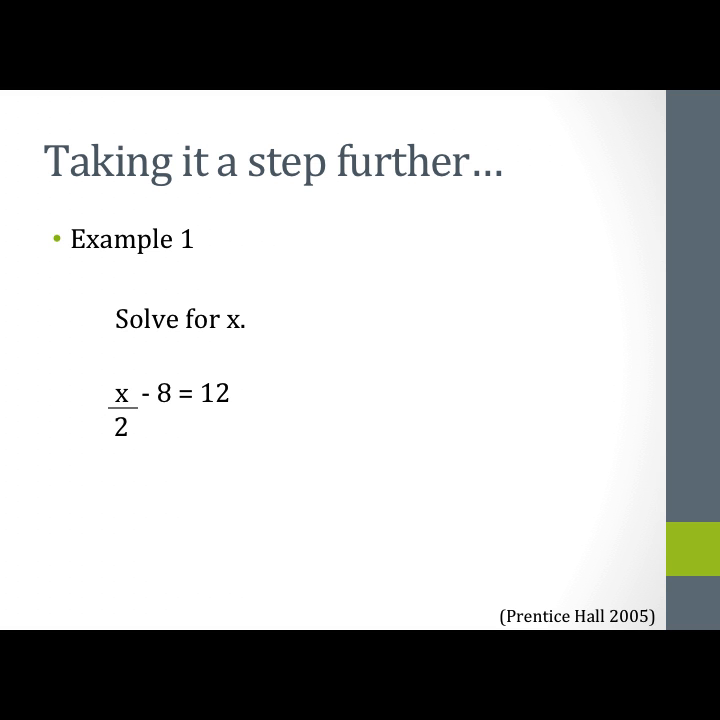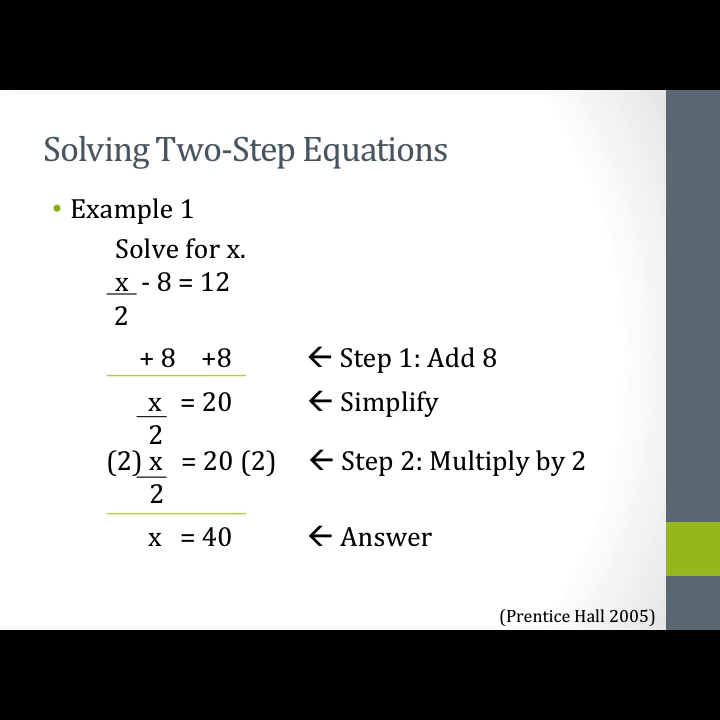Well, in this case there is an x term, and so for step 1 we're going to treat it just like we've been doing. We're going to try to get the x term, which in this case is x over 2, by itself, and we're going to do this by adding 8 to both sides. So that's step 1. If we simplify this, you're going to get x over 2 equals 20.